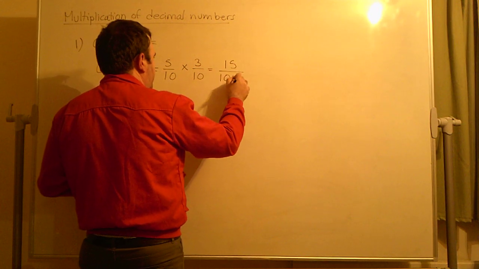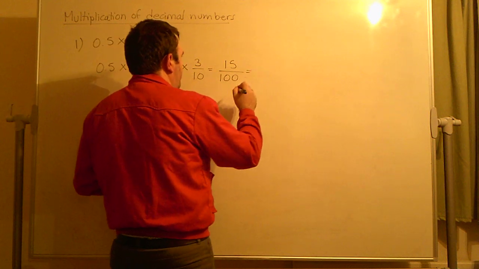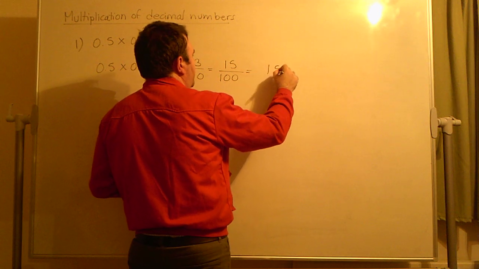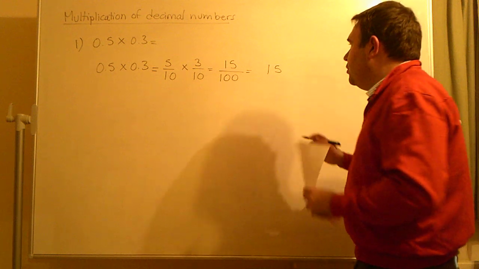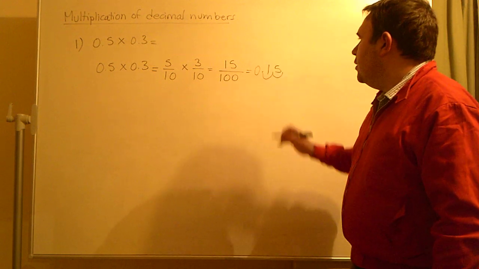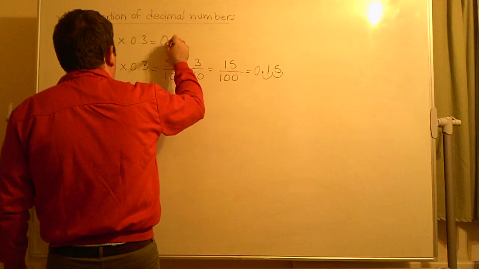divided by 100. Now, if we want to express this as a decimal, we write down 15 and then we count the number of zeros, which in this case would be 2. So we need to move the decimal point 2 places. So the final result would be 0.15.